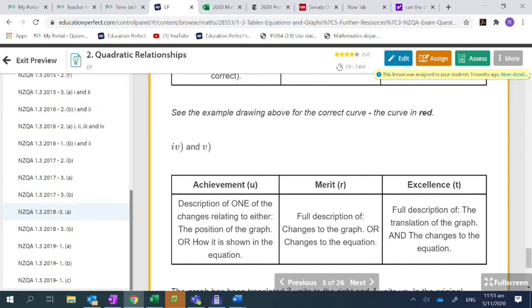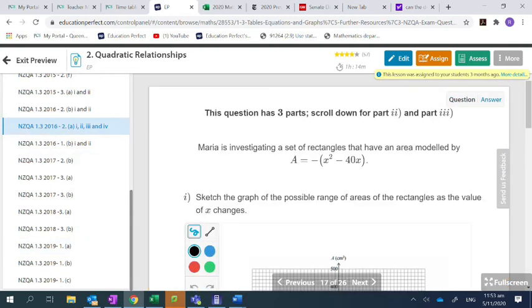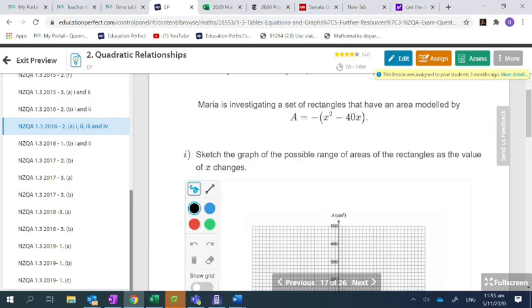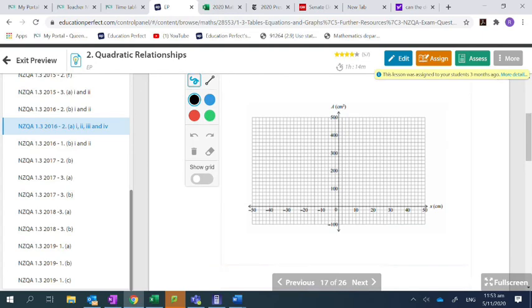Let's go to a more current one. Here's a 2016. Let's look at this one. See if it's any different. Maria is investigating a set of rectangles that have an area modeled by negative x squared minus 4x. Okay, so there's your equation. Sketch the graph of the possible ranges of areas of the rectangles as the value of x changes.